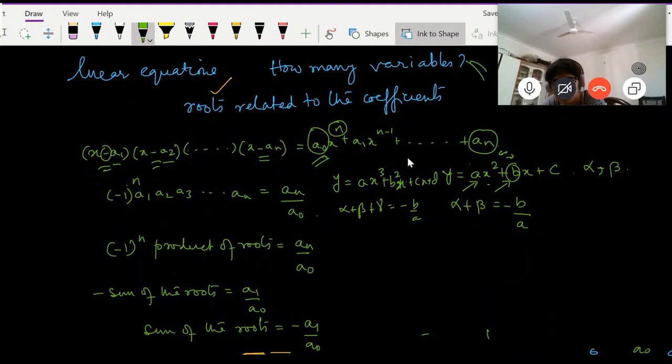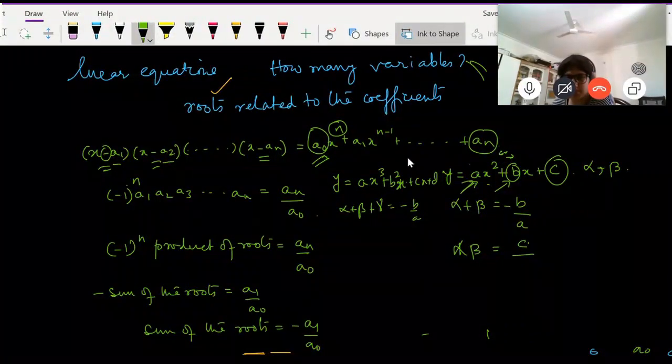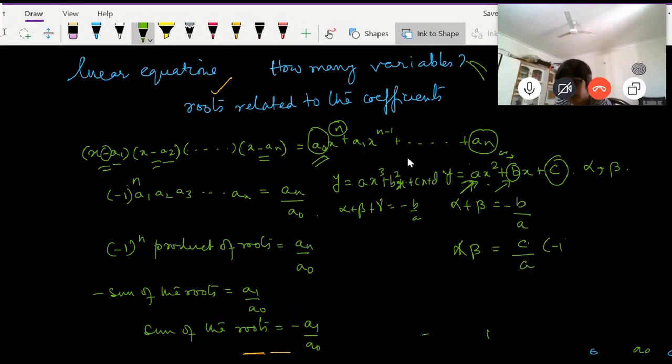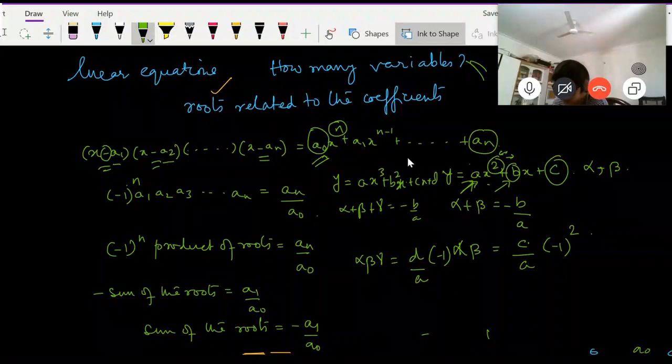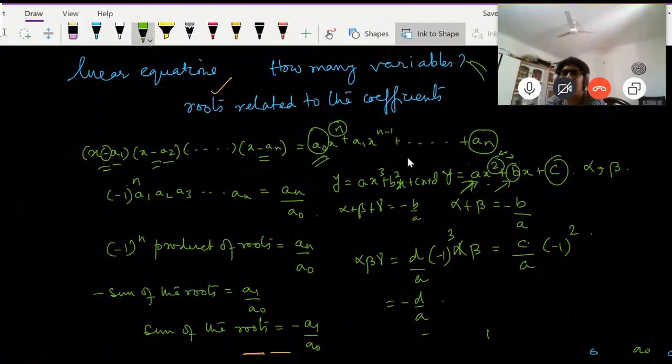So this is always the sum of the roots. And the product of the roots, which is alpha beta here, will be c by a, the constant term divided by the coefficient of the highest power of x, with a minus 1 to the power of the highest power of x. In this case, it is 2. If it is 3, then alpha, beta, gamma would be d by a into minus 1 to the power 3. That means minus d by a. Clear?